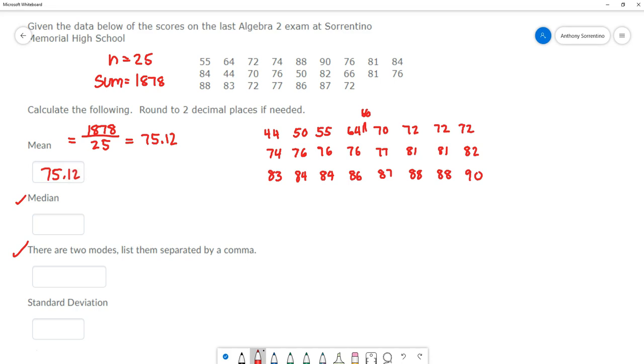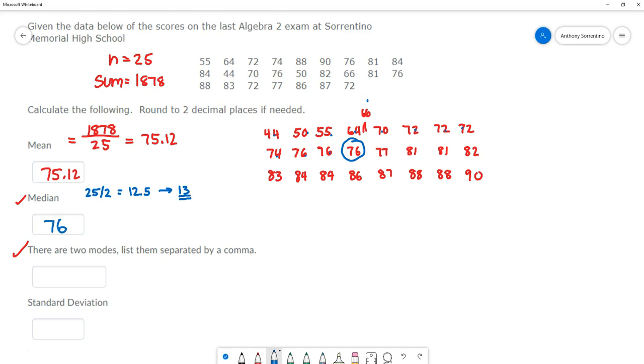With them written in order now, I can figure out what the median is. So if I did 25 over 2, I get 12.5, and so I round up to the nearest, which would be 13. So the 13th position in the ordered list should be the median. So I'd count off 1, 2, 3, 4, 5, 6, 8, 9, 10, 11, 12, 13. And so the median should be 76.